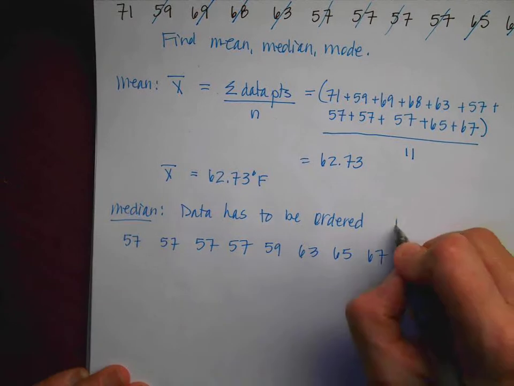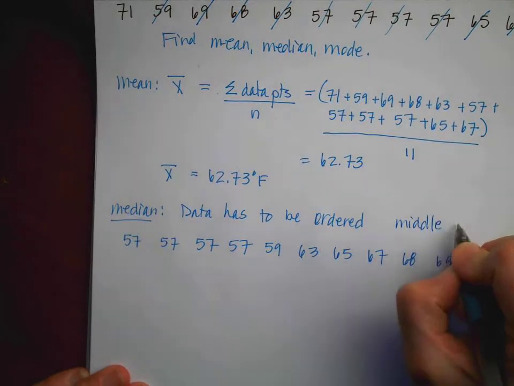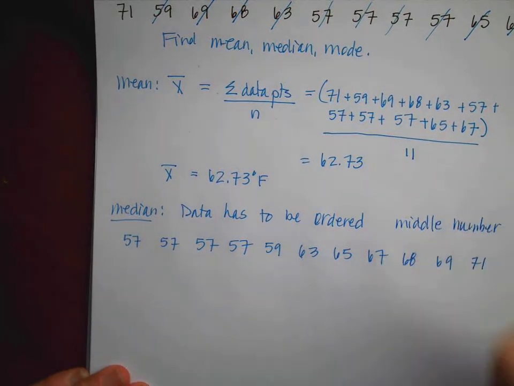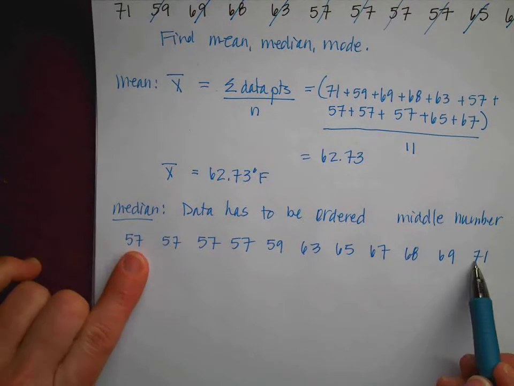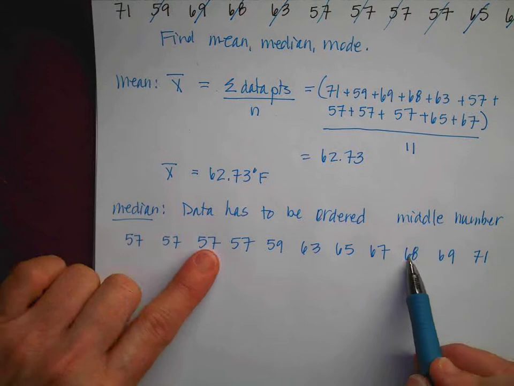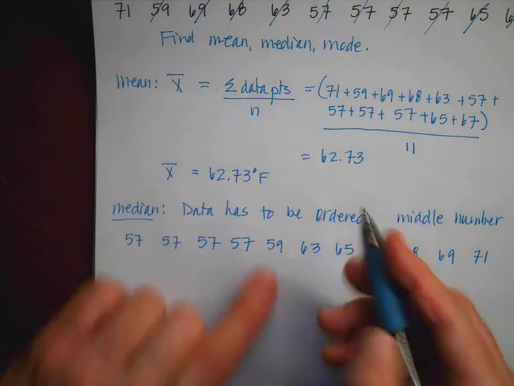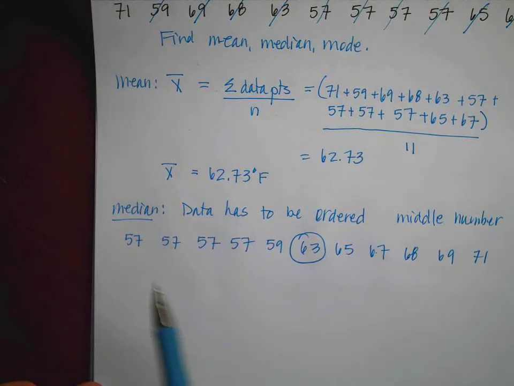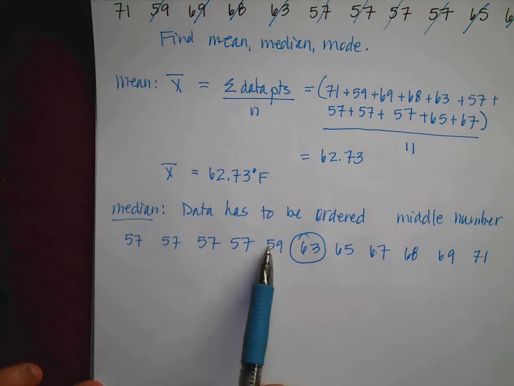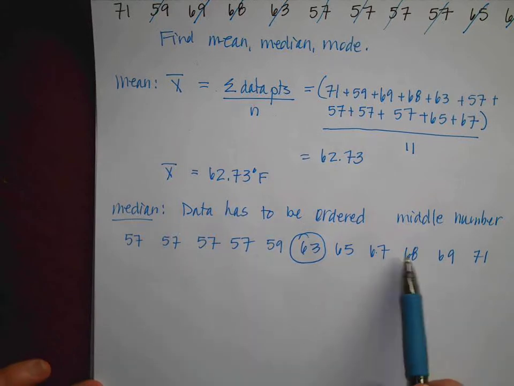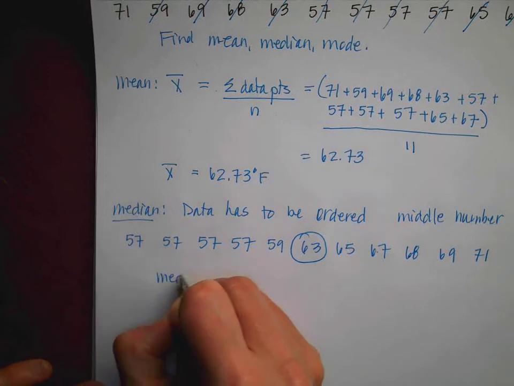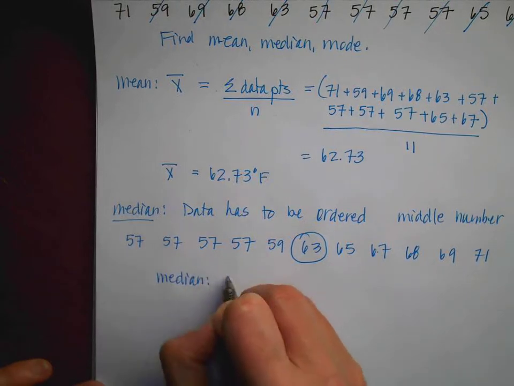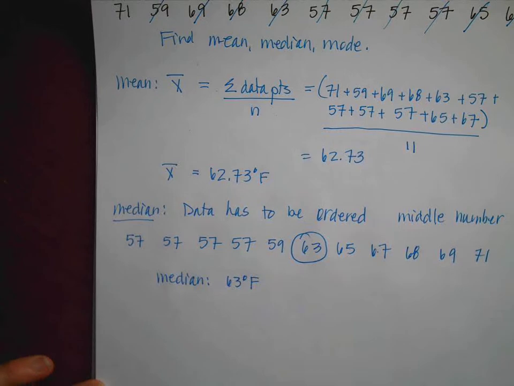Okay, so median, remember median is the middle number. The good news on this is because we have 11 data points, it means that it's going to be exactly one number in the middle. So 1, 2, 3, 4, 5. This is the middle number, and if you want to confirm, there are 1, 2, 3, 4, 5 numbers on the left, and 1, 2, 3, 4, 5 numbers on the right. So the median is going to be 63 degrees Fahrenheit.